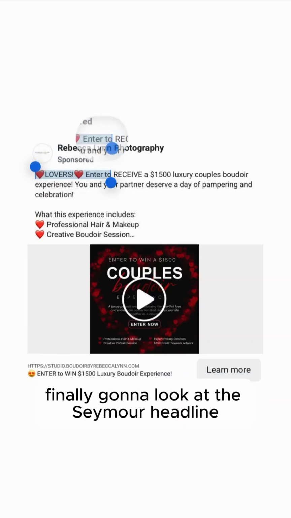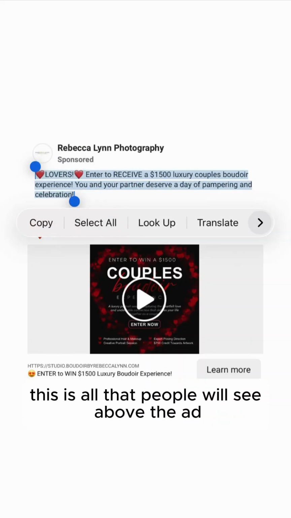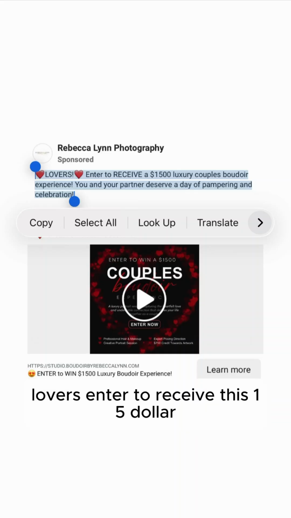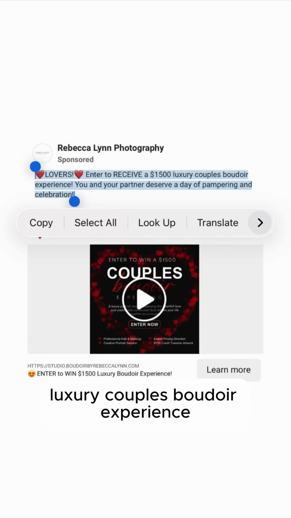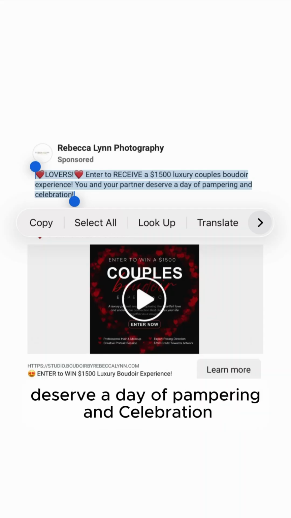Finally, we're going to look at the See More headline, first 2 3/4 lines, Facebook mobile news feed. This is all that people will see above the ad. They won't see any other text. Lovers, enter to receive this $1,500 luxury couples boudoir experience. You and your partner deserve a day of pampering and celebration.